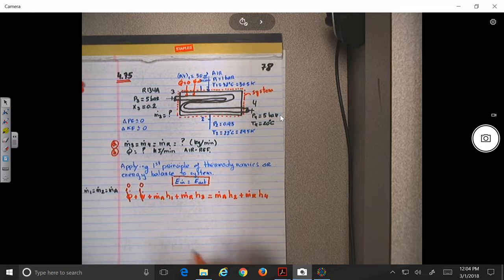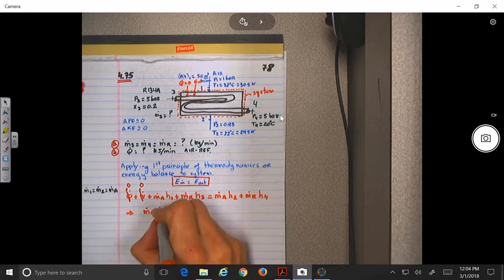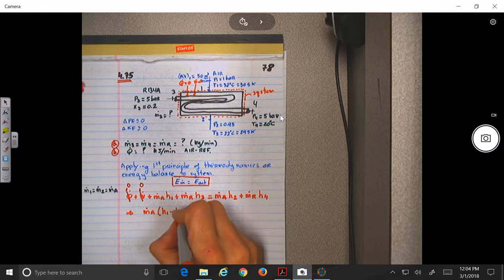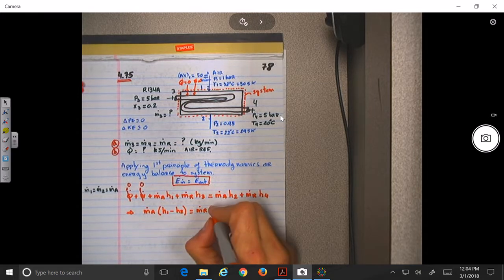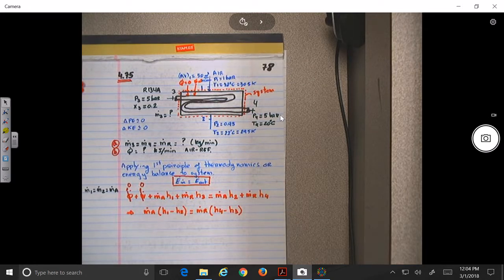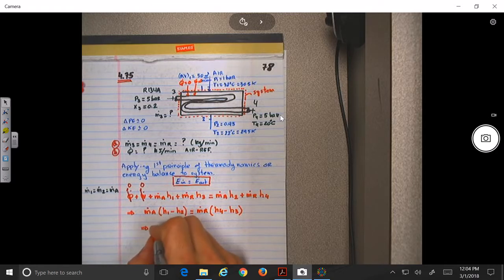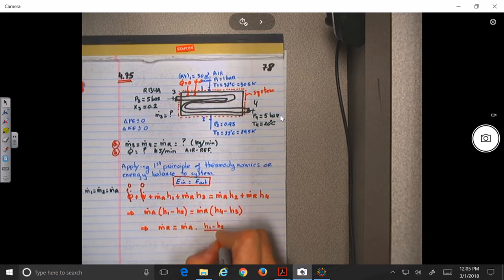I can combine the terms, so we have mass of air times (H1 minus H2) will be equal to mass of refrigerant, m dot R, times (H4 minus H3). So what do we need to solve for over here? Mass flow of refrigerant. So the mass flow of refrigerant will be equal to the mass flow of the air times (H1 minus H2) divided by (H4 minus H3).